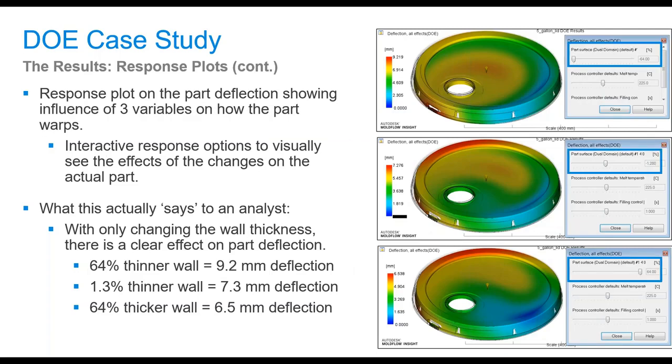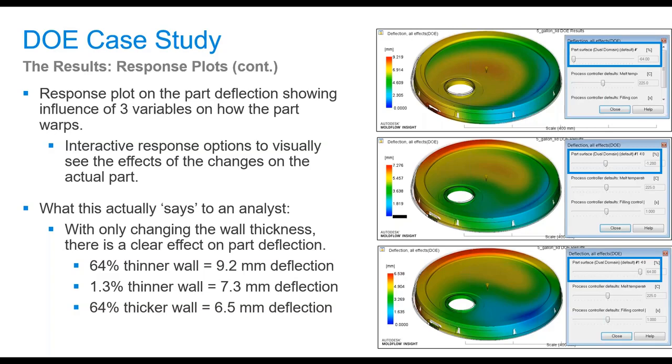This is another example of a response plot where, in this case, the sliders for adjusting variables display the result directly on the part geometry. It is just like if you were running all of those variables in separate studies and then comparing the deflection result against one another. So it is a little easier to interpret the results from than the previous response plot.